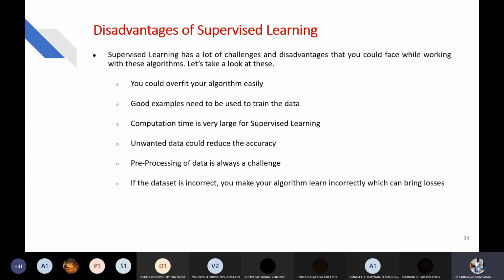Disadvantages of supervised learning: you could overfit your algorithm easily. Good examples need to be used to train the model. Computation time is very large for supervised learning. Unwanted data could reduce the accuracy. Pre-processing of data is always a challenge. If the data is incorrect, you make your algorithm learn incorrectly.